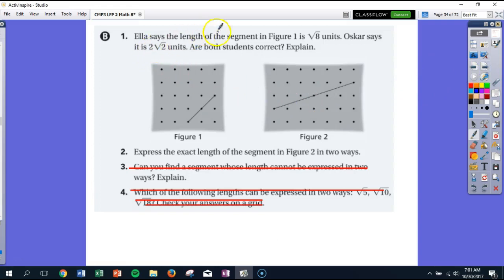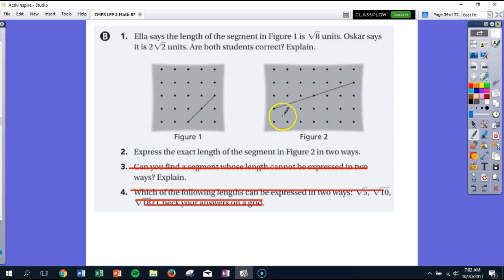Then part B. Ellis says the length of the segment in figure 1 is the square root of 8 units. You can use our same square method that we did to determine the length of this segment. Oscar says it is 2 times the square root of 2 units. Are both of the students correct? Explain how you would be able to know this or prove that it is or is not correct.